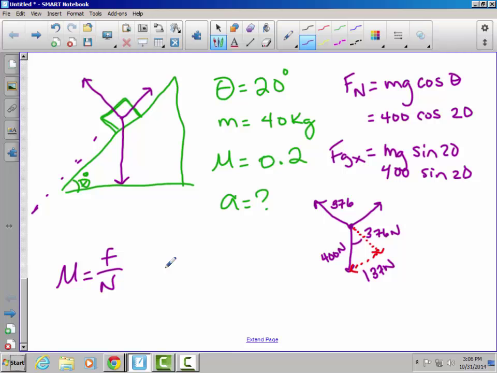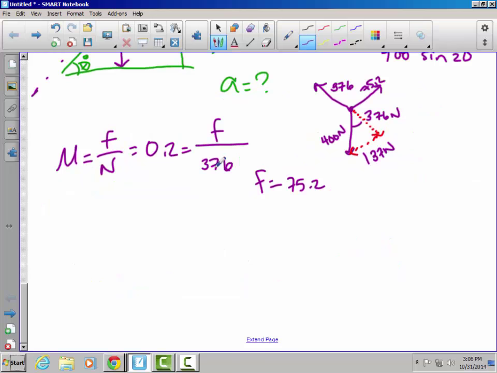Okay. So in this case, your coefficient is 0.2, and your normal force is 376. Be very careful you're not putting in 400, because this thing is on a ramp and the normal force is slightly less because it's on a ramp. So that means that my frictional force is equal to 75.2, which means this arrow is 75.2. Let's go down a little bit.